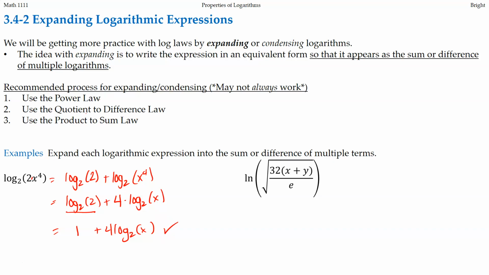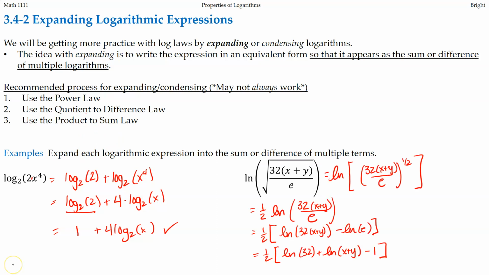So this next one, I want you to try on your own. Again, try to use this process. It may work, it may not. Try it out. And here's my answer. I have natural log of, and I just switched the square root to a 1/2 exponent. Here, I recognize that yes, this is an exponent, a power, and that is on everything inside. So I can pull that out in front as a coefficient of 1/2, and then I just leave the rest.